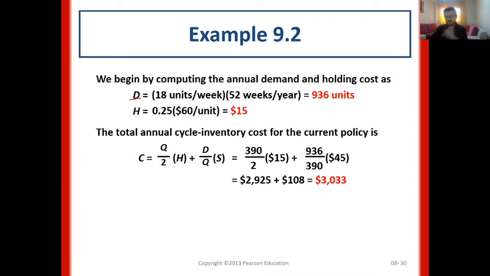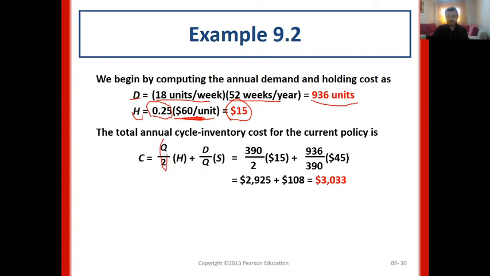D is, remember, we need to consider annual demand. This is weekly demand, and there are 52 weeks, so this is the annual demand. And H is the cost of holding 1 unit per year. This is the holding cost rate, which is given in the question. If it is not given, we can easily take the interest rate as the cost of capital. They said that we have to take the holding cost rate of the price of the product, which is $60. So holding cost is $15 per unit per year.